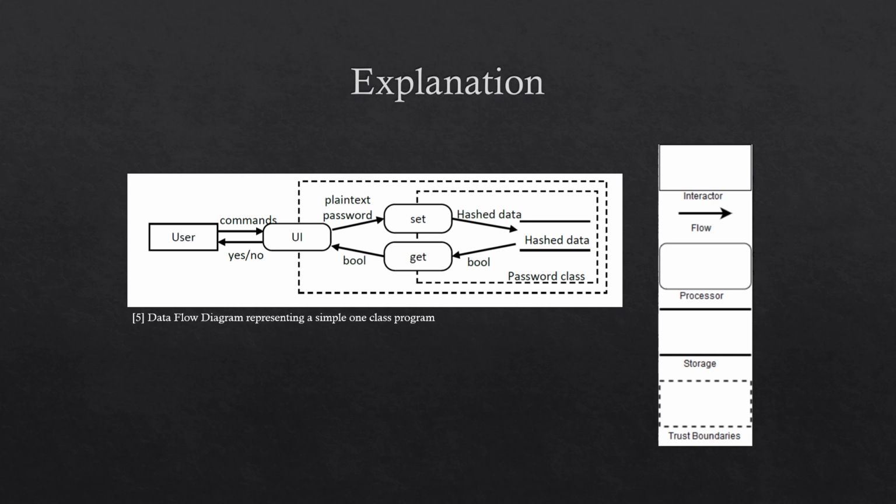In this example, we have a user who sends data as commands to a UI processor that then sends plain text data to a set processor, which then sends hash data to be stored in the password class. It can then be retrieved using the get processor or function, and eventually that is sent back to the interactor of user. It's a very simple example of how data flows through a program.